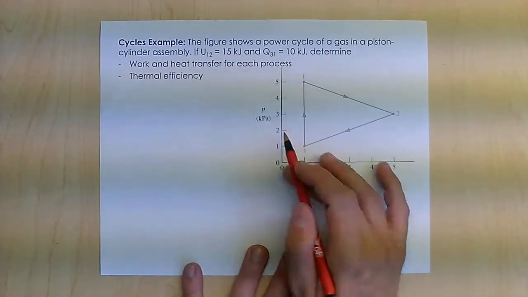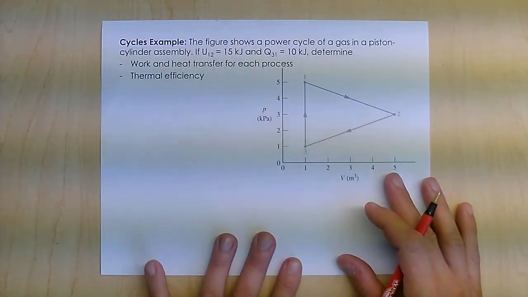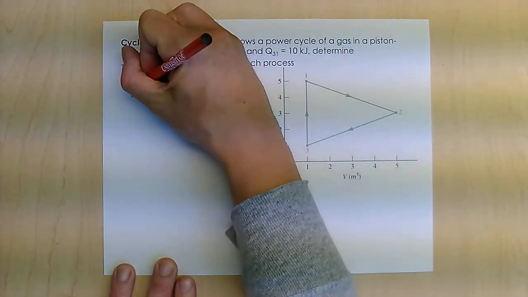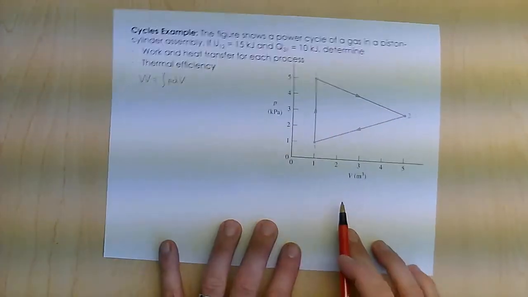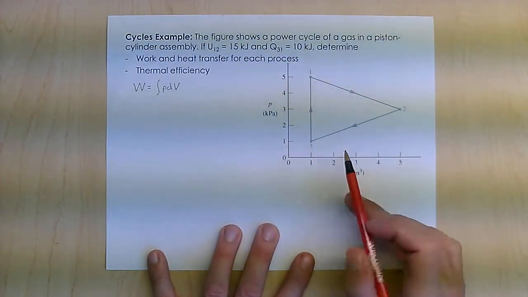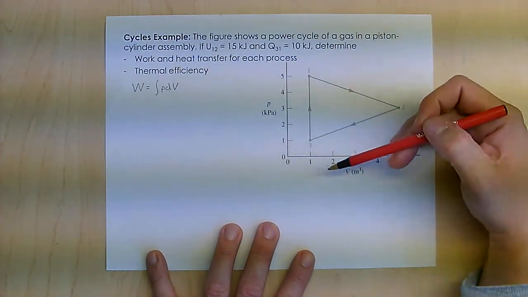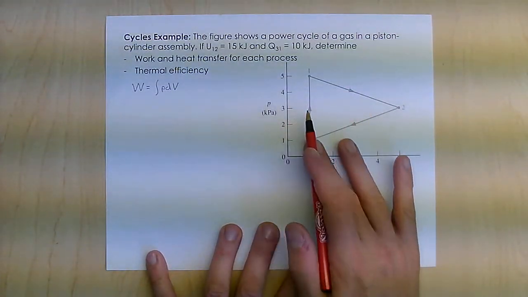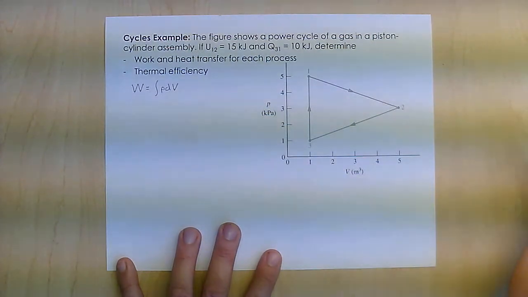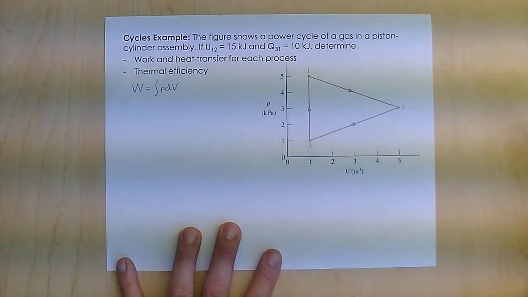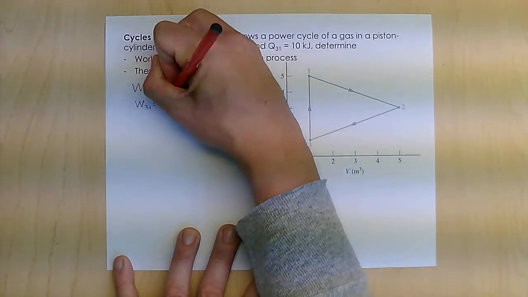Okay, so since I've got PV data, let's start by calculating my work, right? Work is defined as the integral of P dV, which is essentially the area under these curves. The first thing I want to notice is that work 3 to 1 is a constant volume process. Really, there's nothing under this curve. It's a vertical line, right? So there's no work being done for a constant volume process. So right off the bat, work 3 to 1 is 0.